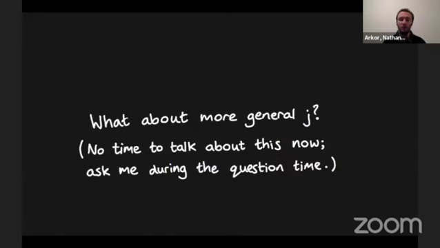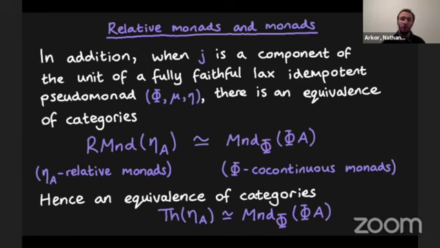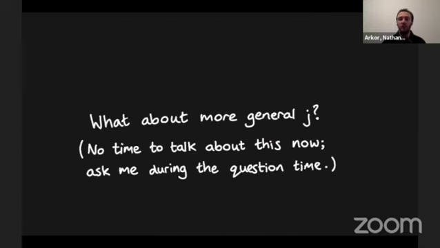Now, I should mention briefly that some of you may be wondering what happens to monad theory correspondences where we have more general J, because here I've just concentrated on when J is a component of a fully faithful lax-idempotent pseudomonad, so when the monads are given by some colimit preserving monads. And although most correspondences in the literature are of this form, there are some correspondences that aren't. And so it's an interesting question to ask about more general J. And again, I don't have time to go into this now, but I'll be happy to answer questions about it later. But in short, we can also get a correspondence for more general J, but it takes a little bit more work and it's a little less clean.